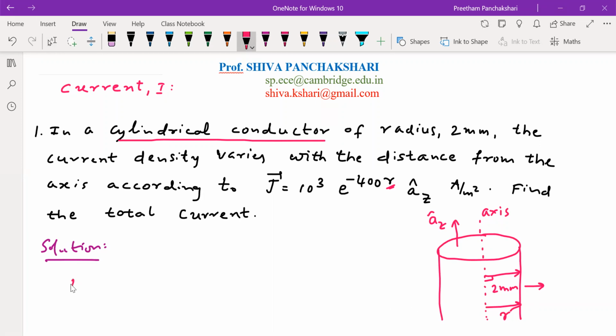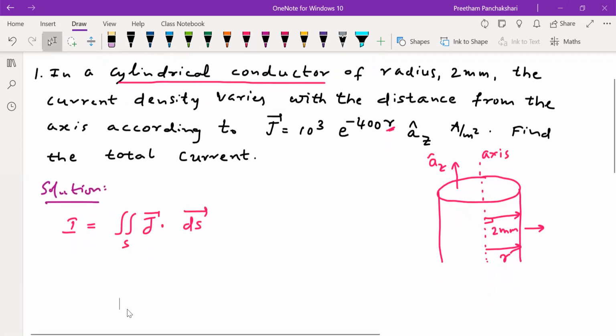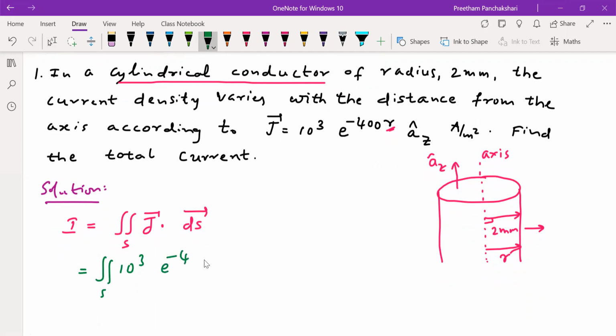Now we shall find the current I from J using this relation. I is equal to the surface integral of J dot dS. Value we shall substitute: 10^3 e power minus 400 r a_z.